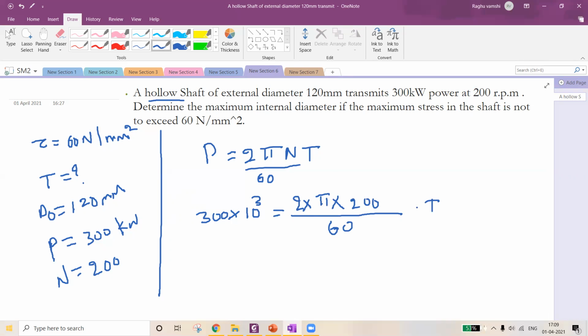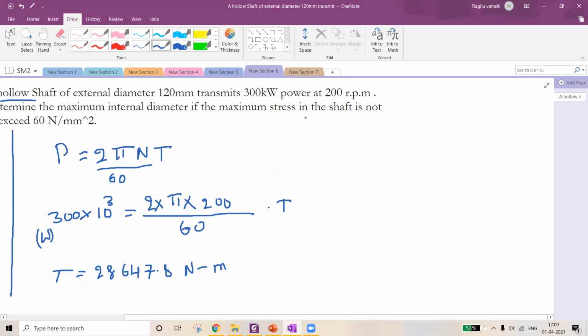So T will be 28647.8 Newton meters. Remember this: if you substitute power in watts, you will get torque in Newton meter. Then we can convert this into Newton mm by multiplying by 10 to the power of 3.